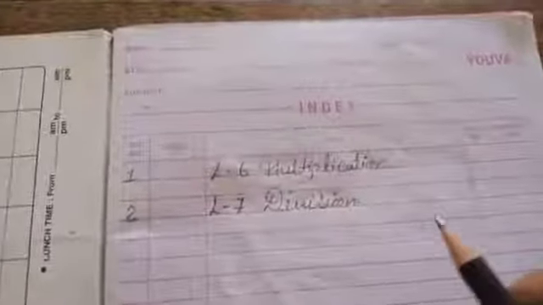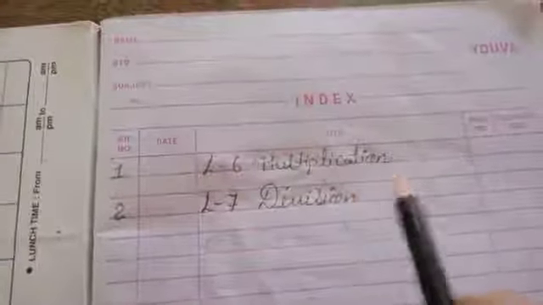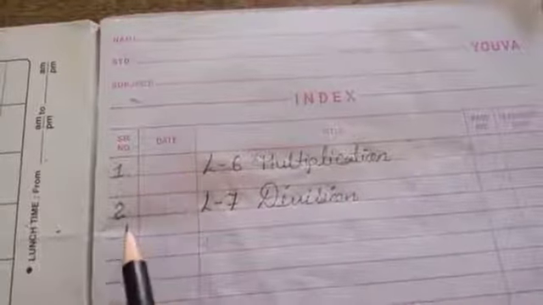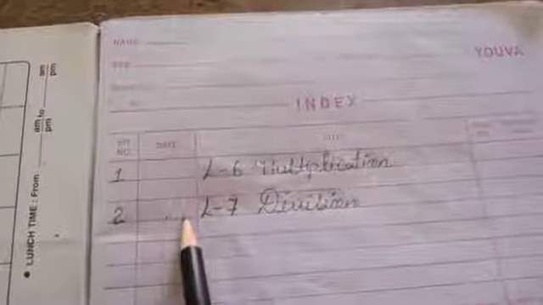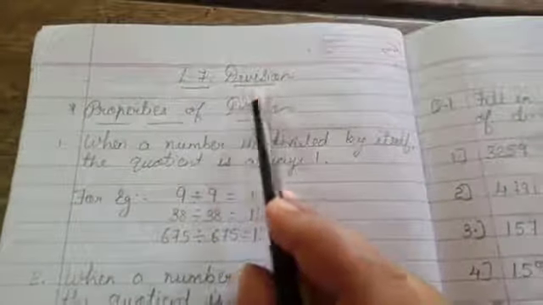Hello students, today we are going to write lesson number 7 division in Maxfair notebook. So open your Maxfair book, open the index page. After lesson number 6 multiplication, give serial number 2, write today's date, and write the title lesson number 7 division. Now open a new page, write today's date here, and give the heading lesson number 7 division.